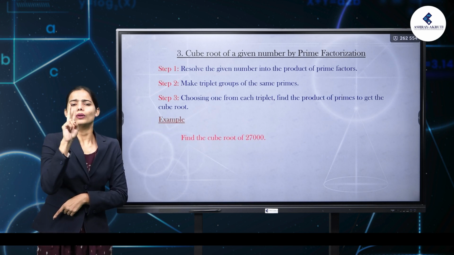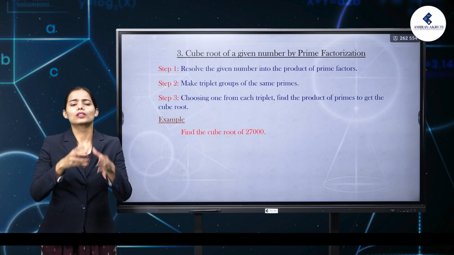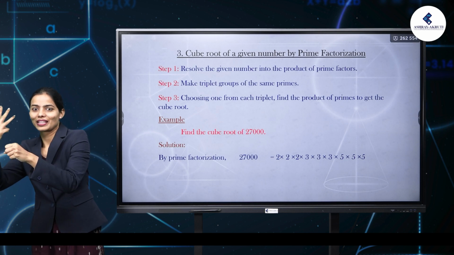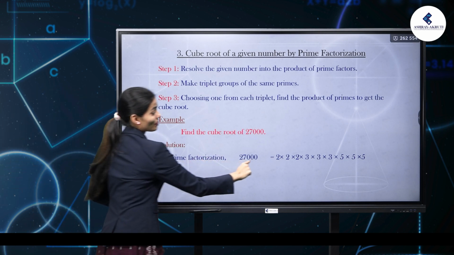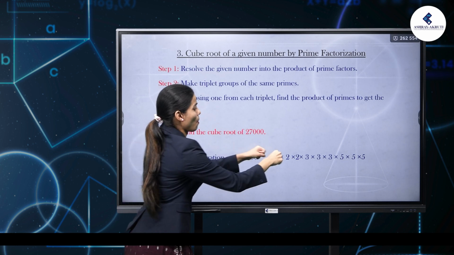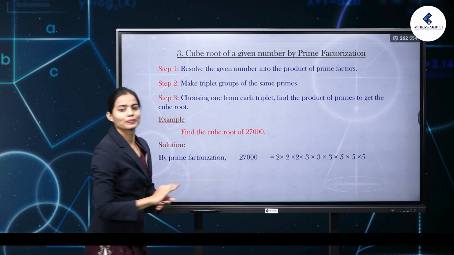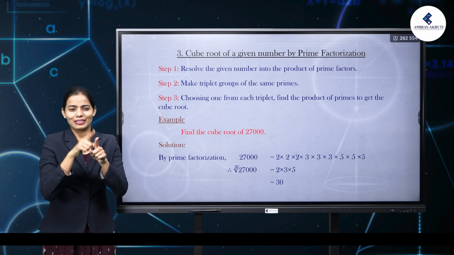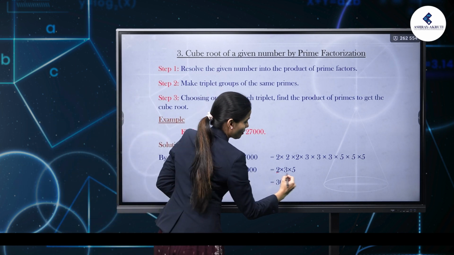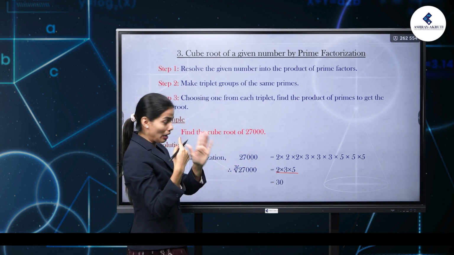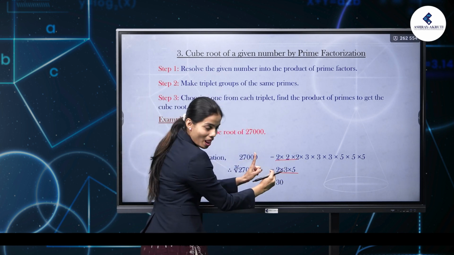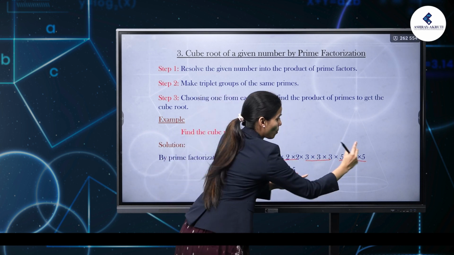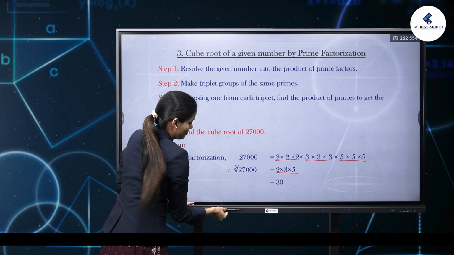Example. Find the cube root of 27,000. Solution. By prime factorization, we have 27,000 is equal to 2 into 2 into 2 into 3 into 3 into 3 into 5 into 5 into 5. Therefore, cube root 27,000 is equal to 2 into 3 into 5, is equal to 30.